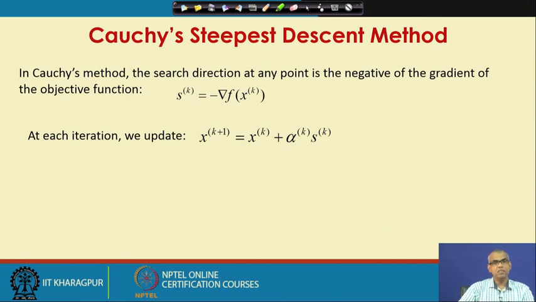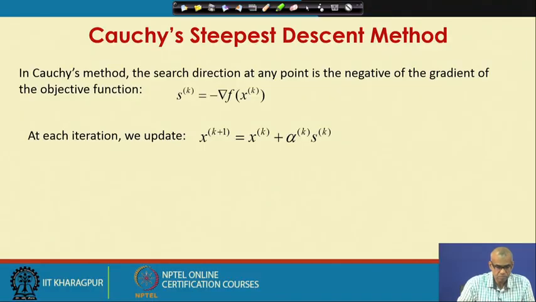So, as we discussed, all the gradient based methods differ in determination of the search direction and in the determination of step length. Otherwise, the general structure is more or less same for all the gradient based methods. So, in case of Cauchy's steepest descent method, we take the negative of the gradient as the search direction. So, the search direction at any point is the negative of the gradient of the objective function.